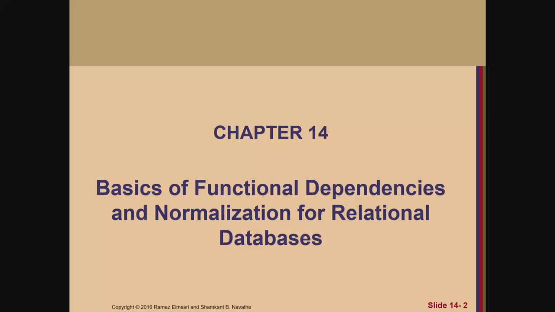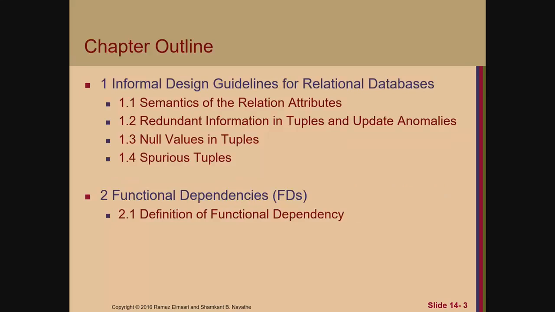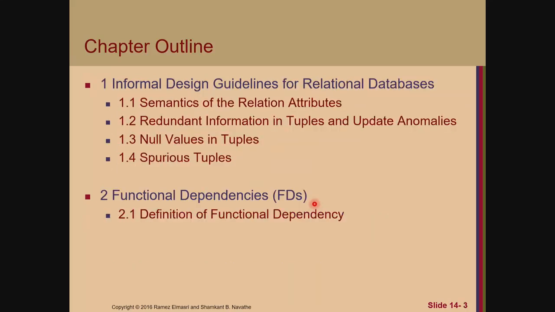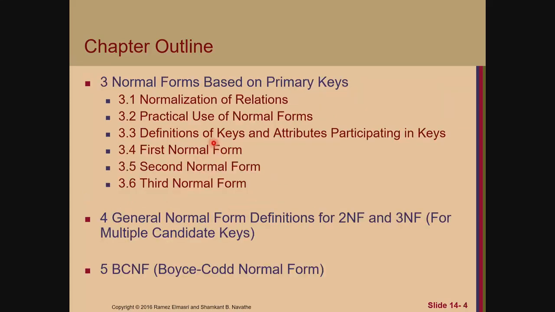We call that normalization. So actually this chapter we're talking about information design guidelines for relational databases, and the semantics of relational attributes, redundant information, null values in tuples, spurious tuples, and functional dependency. And after we understand the concept of functional dependencies, we use this information to normalize the relation.